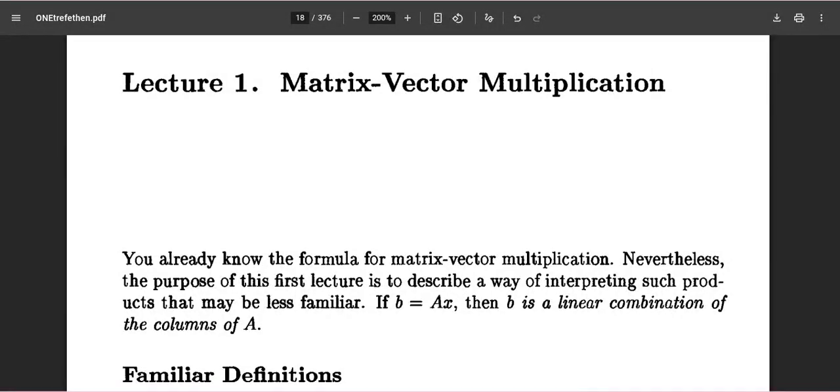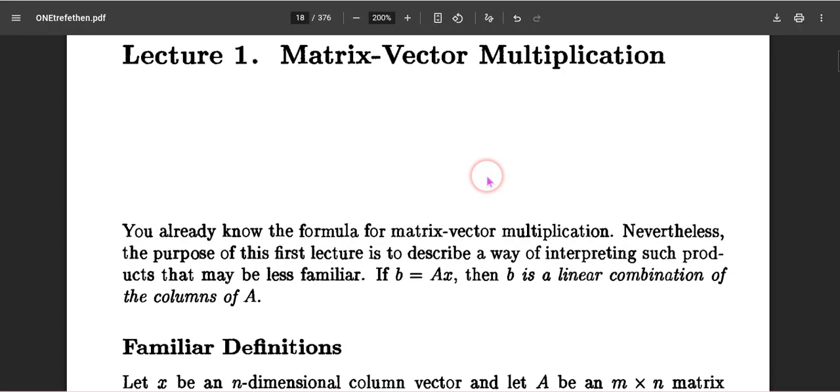Hi all. This is going to be lecture one, chapter one of the Numerical Linear Algebra series, based on the book from Professor Trefethen and Bau. So we begin with what is matrix vector multiplication.